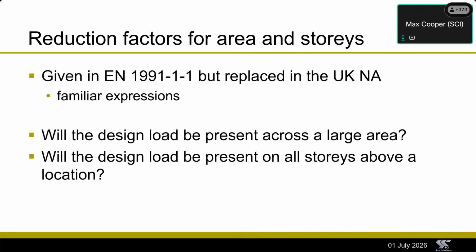These reduction factors, there's two different types. There are reduction factors for an area. That's to say, if you have a large floor or a beam supporting a large area of floor, what is the probability that the entire thing will be loaded to its full characteristic value? Perhaps, if it's a very large area, possibly not. And then we have reduction factors for stories. So what's the probability that the design load will be present on all stories at a certain time? So again, that's unlikely, and therefore we don't need to consider it.